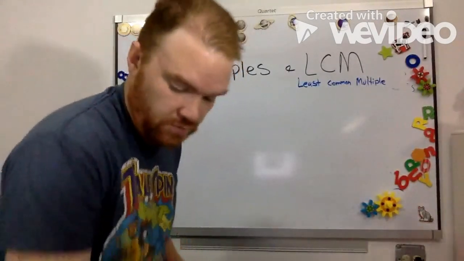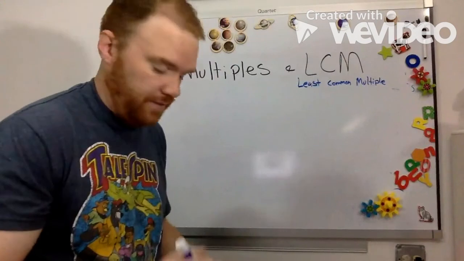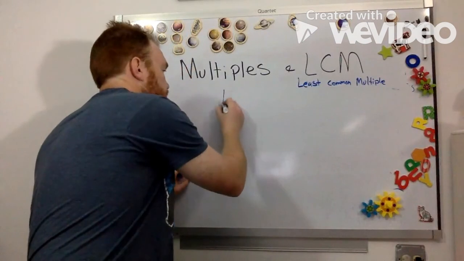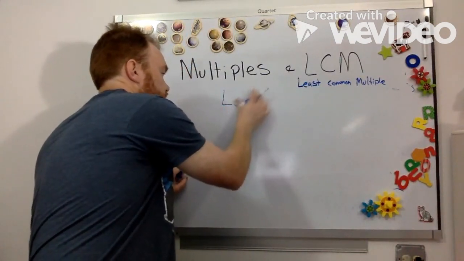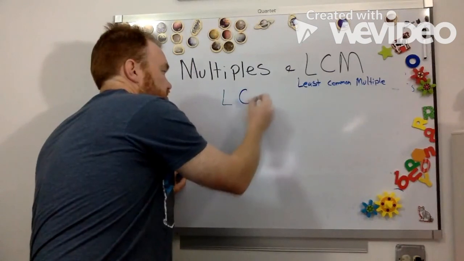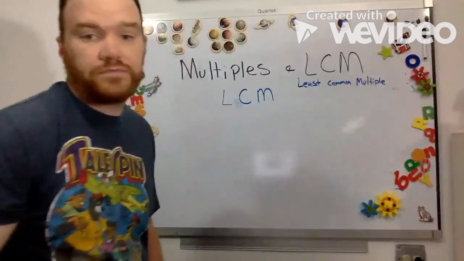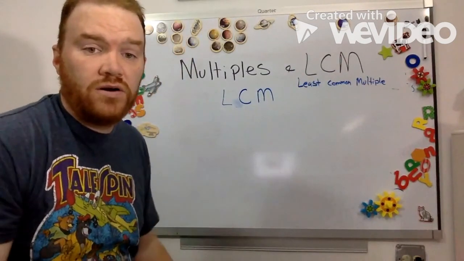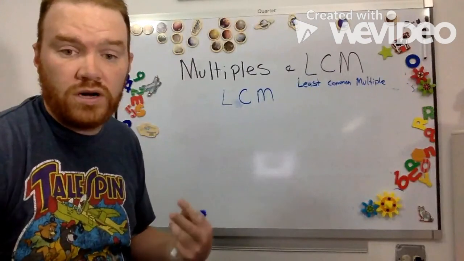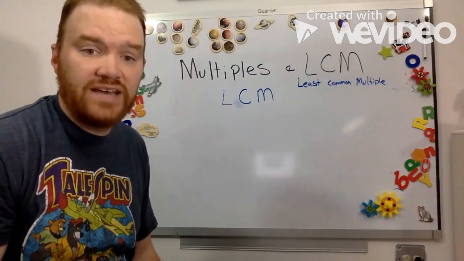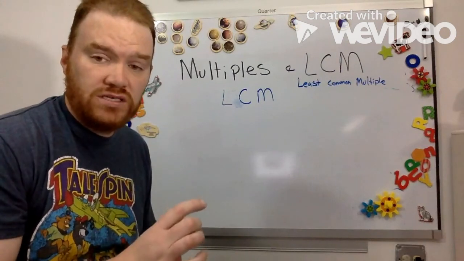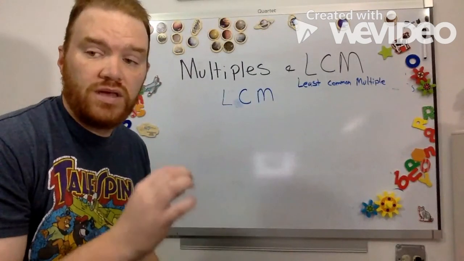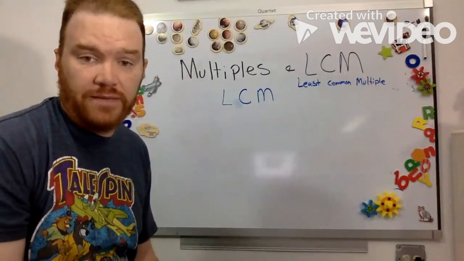Okay, next one we're going to talk about LCM, least common multiple. That's what we're going to call it. Least common multiple is where we have two or more numbers and we identify the smallest multiple that those numbers have in common.